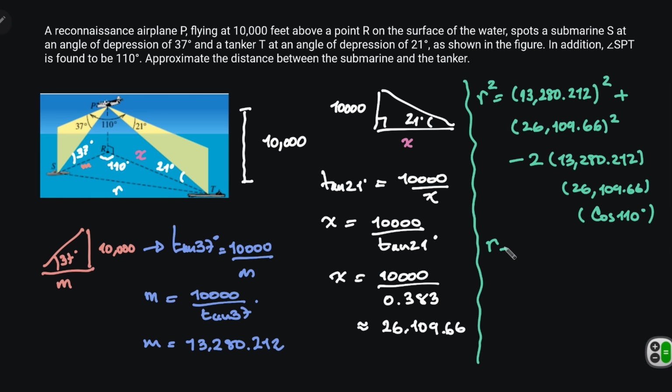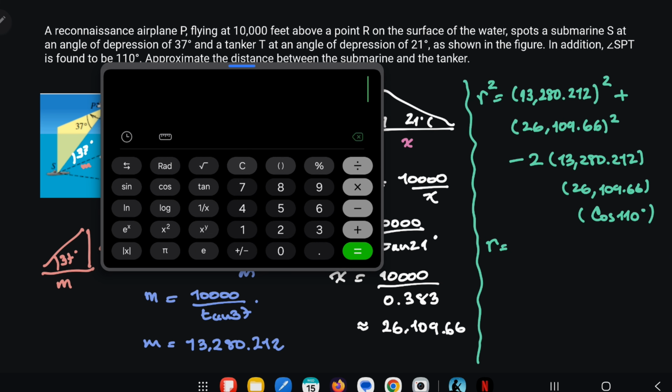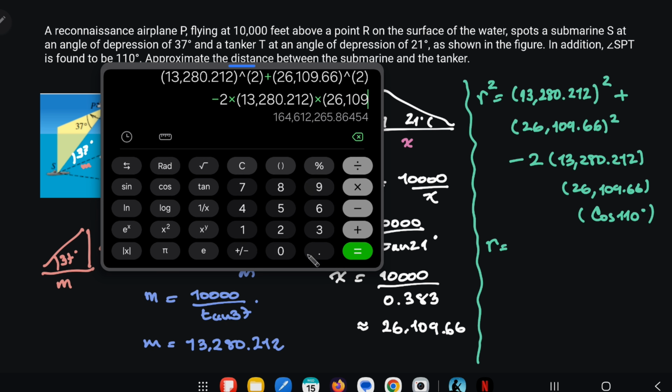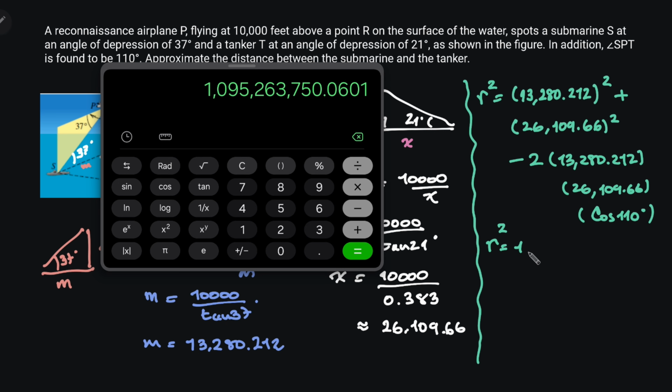Okay, so let's put all this in the calculator. We get 13,280.212 squared plus 26,109.66 squared. Well, actually, all right, let's do it all. Since we don't have too much space, 2 times 13,280.212 times 26,109.66 times cosine of 110 degrees. So this is our result. Let's just copy it.